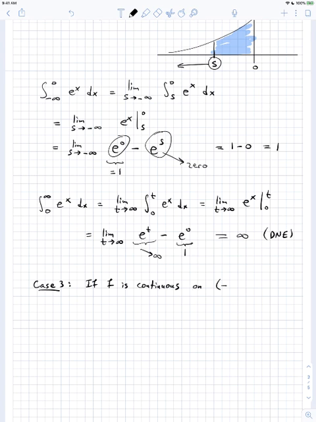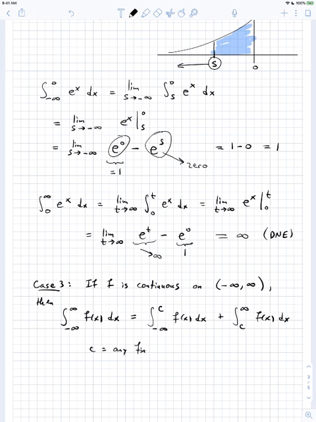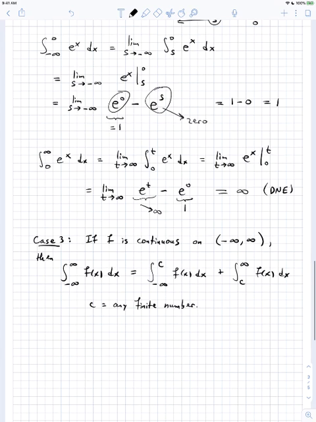If f is continuous for everything, so on the interval from minus infinity to infinity, then if you want to integrate from minus infinity to infinity f of x dx, you break it apart into two separate integrals. So it's minus infinity to any number will do. You just put a c there. The integral of f of x dx plus the integral from c to infinity, f of x dx. c is equal to any finite number. c equals 0 is a common choice.